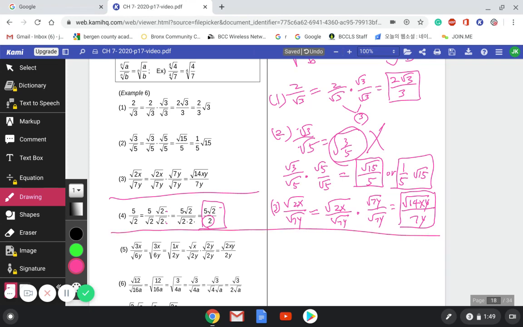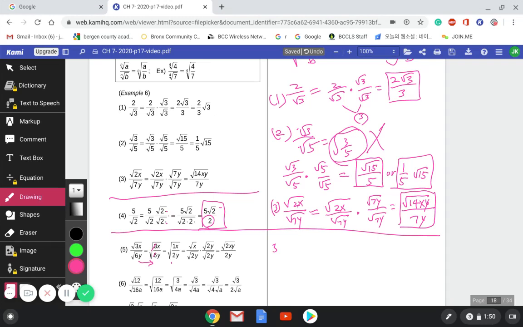Number 5, same thing. Well, it's not the same thing. What they did was they combined them together because they found out that 3 and 6 can reduce as 1 over 2. And then you separate them into radical x over radical 2y, and then you multiply radical 2y, radical 2y, and then 2y on the bottom, and on the top it becomes square root of 2xy.